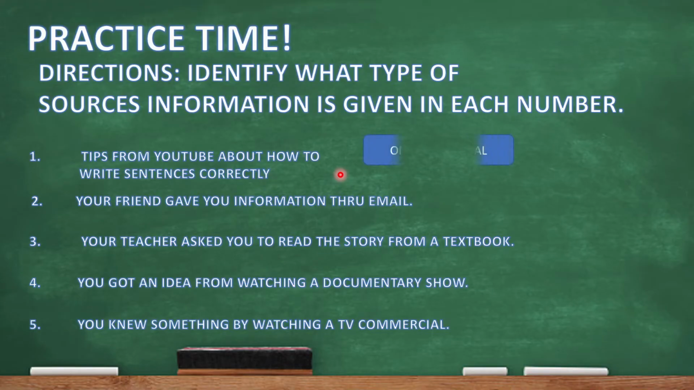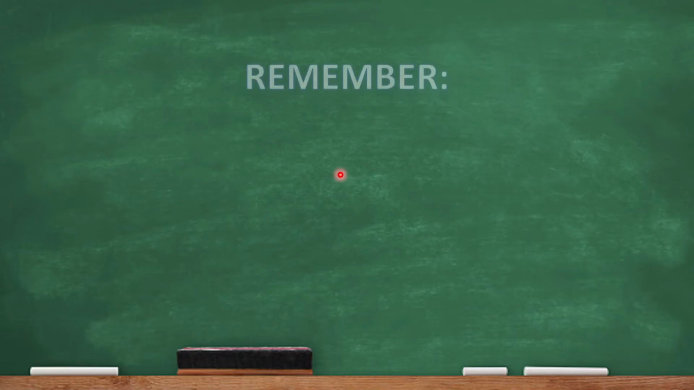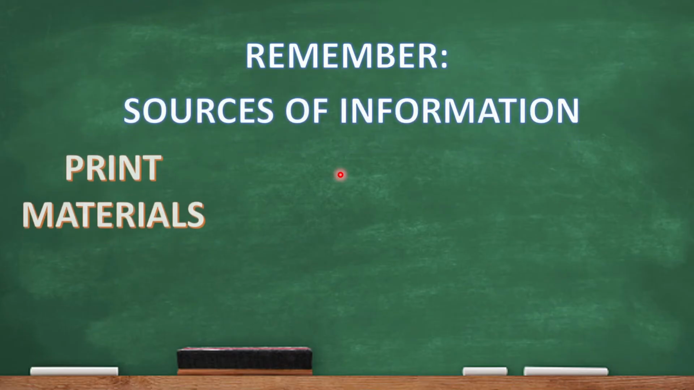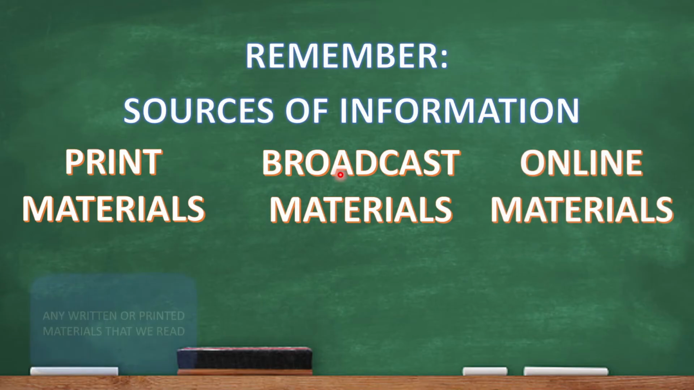Done? Let's proceed. Correct. Number 1, the answer is online material. Number 2, online material. Number 3, printed material. Number 4, broadcast material. And number 5, broadcast material. For those who got 5, it means that you have absorbed today's lesson. Remember, the sources of information are print materials, broadcast materials, and online materials.